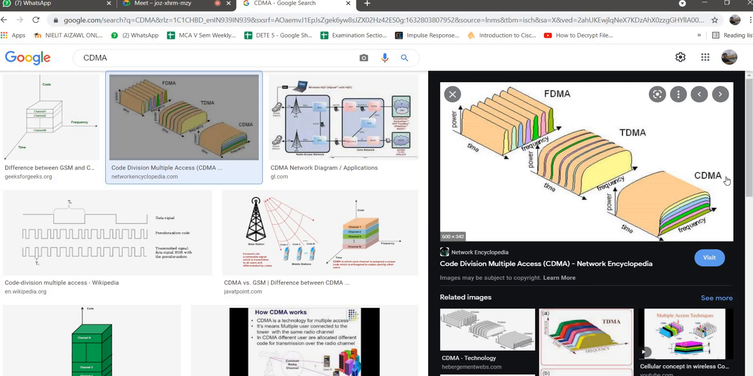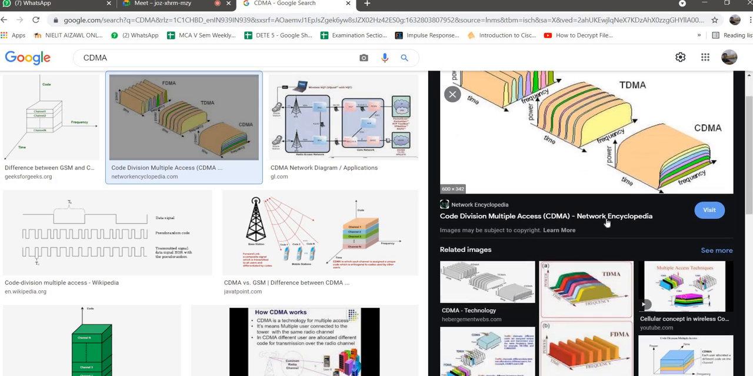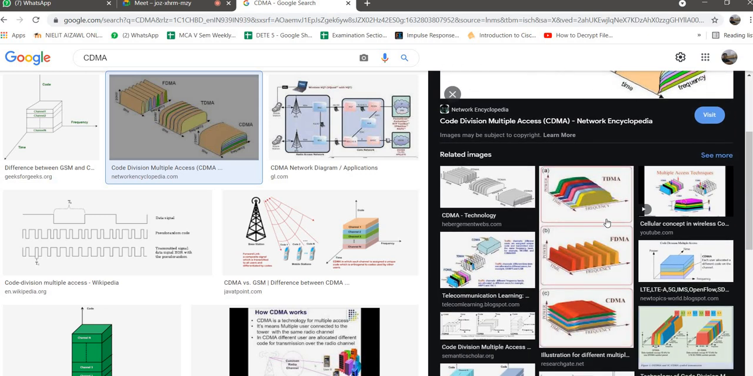But in code division multiple access, we have different amplitudes, the power of the frequency, and the frequency allocation, the spectrum, the bandwidth. We can say the bandwidth of the frequency. We can use the complete bandwidth. So these are the things. In CDMA, code division multiple access, we have a code for accessing those things.